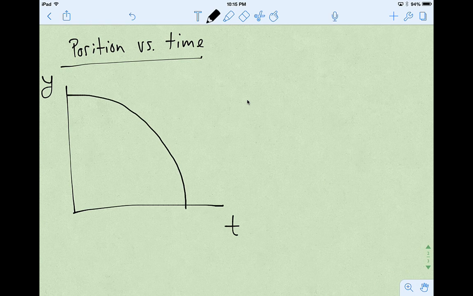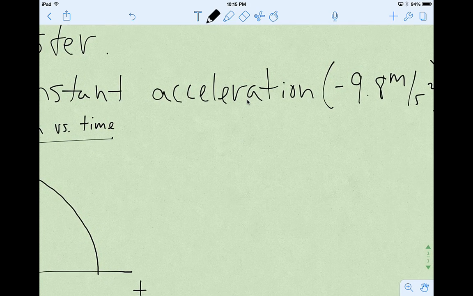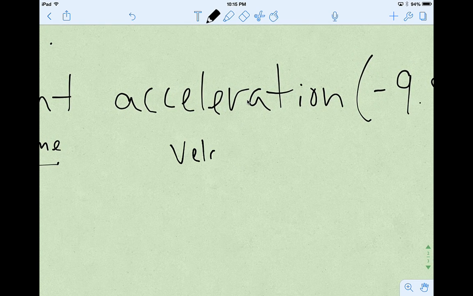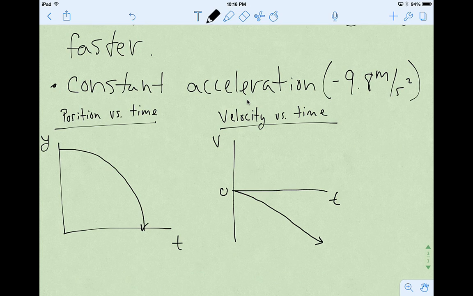And position versus time is always going to be curved because my velocity is changing. And then we'll write velocity versus time. And this is the one where I have to include 0. So I've got velocity and time. And velocity versus time is going to be below the graph. All right. So there we go, guys. That's it for the notes.